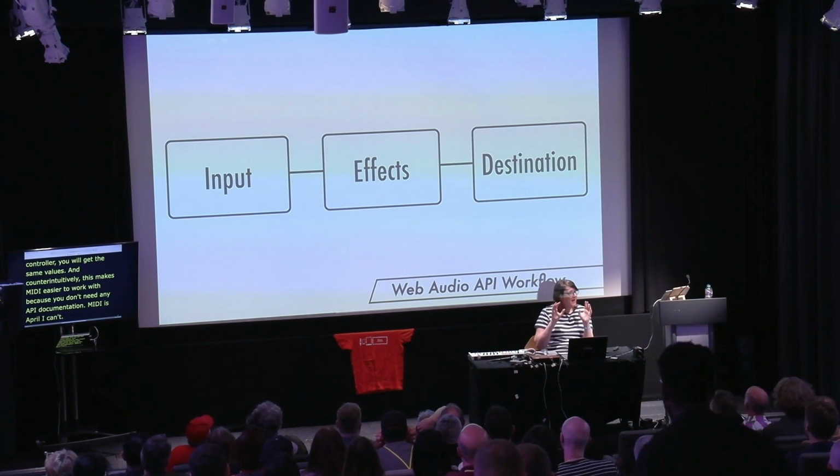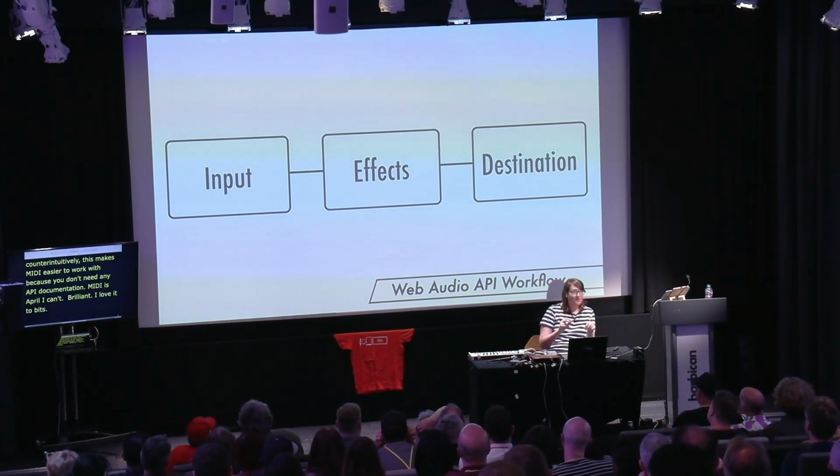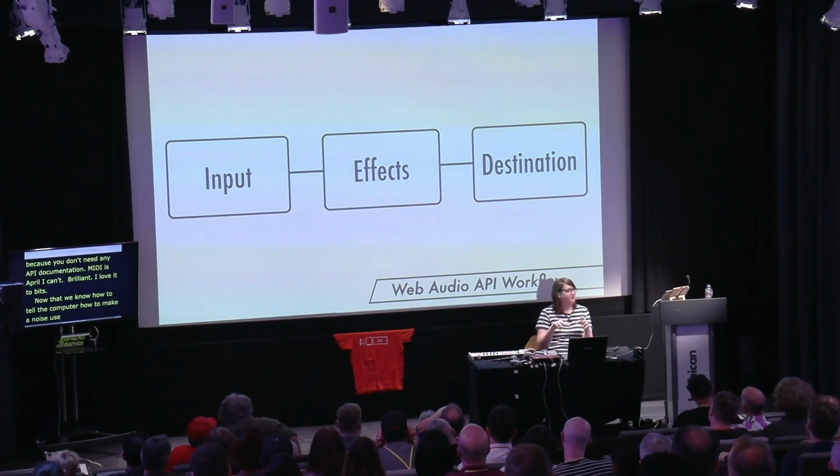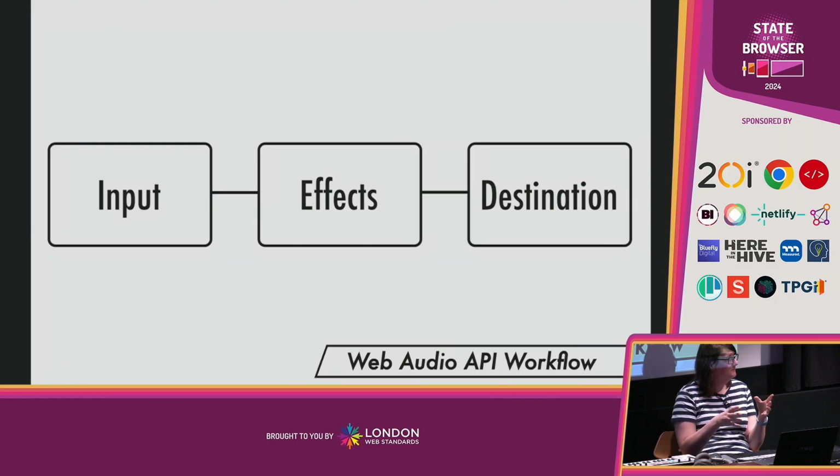So now that we know how to tell the computer how to make a noise using MIDI, we need to figure out how to make it make that noise. And this is what the Web Audio API is for. The Web Audio workflow, you're going to see me write a lot of code today, but this is what it boils down to. You take an input, you shape it using effects, and then you send it to a destination, which is usually your system audio out, such as your laptop speakers or your headphones.